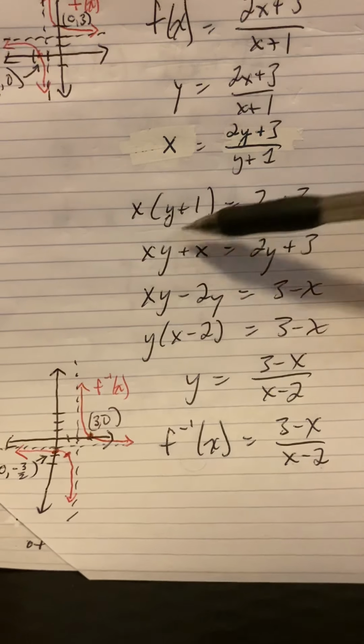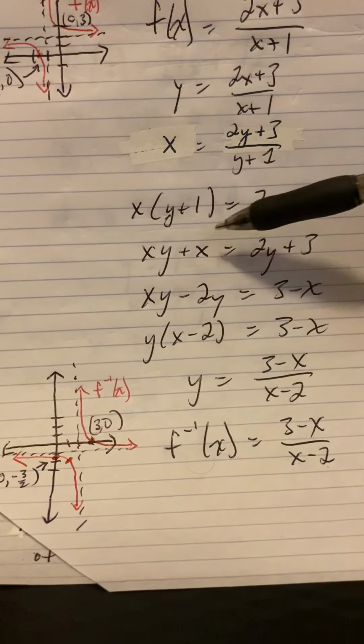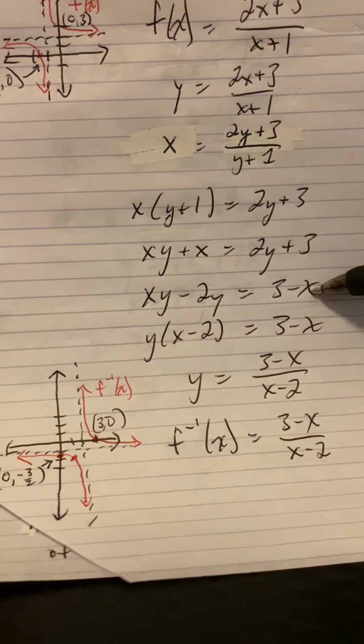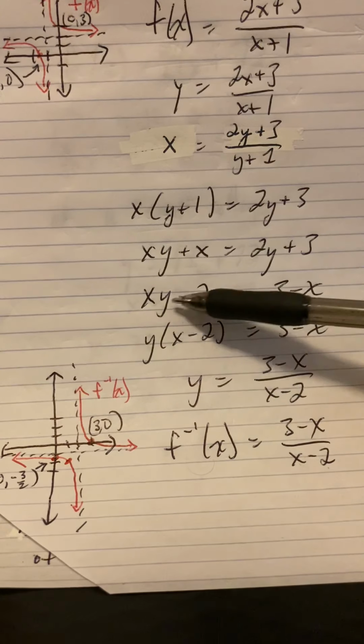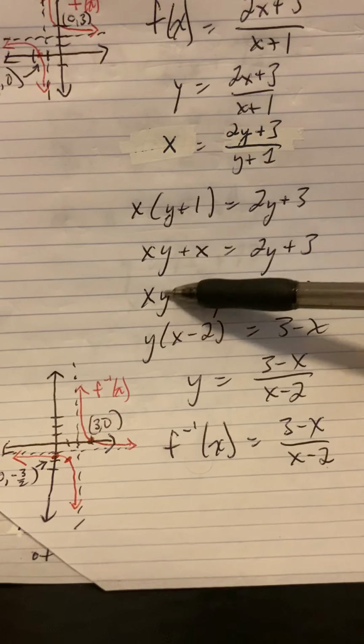I could move the xy over here, and if you did, you'll get an equivalent function. I'm going to move the 2y over here. So I move the 2y over by subtracting, and I move the x over here by subtracting. Now I have xy and 2y. I can't combine those. They're dissimilar terms, but I can factor out the common factor of a y.